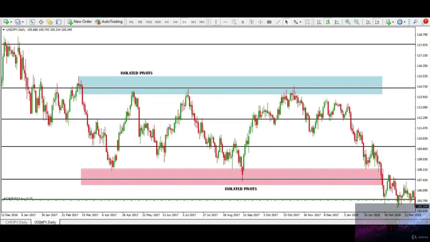Let's study another example of US dollar and Japanese yen. Here the isolated pivots presented trading opportunities at both price support and price resistance zones. It is very important that we stick to the guidelines to gain confidence in our analysis.